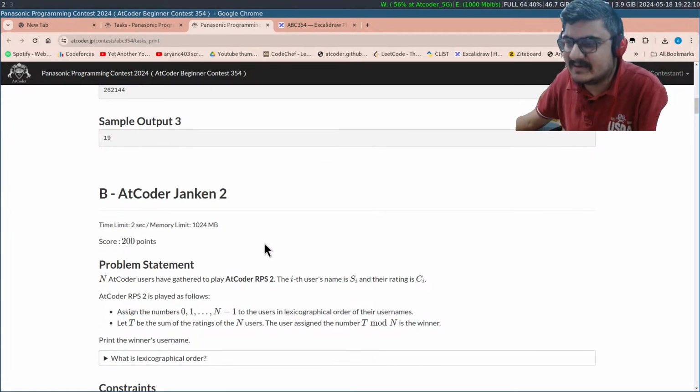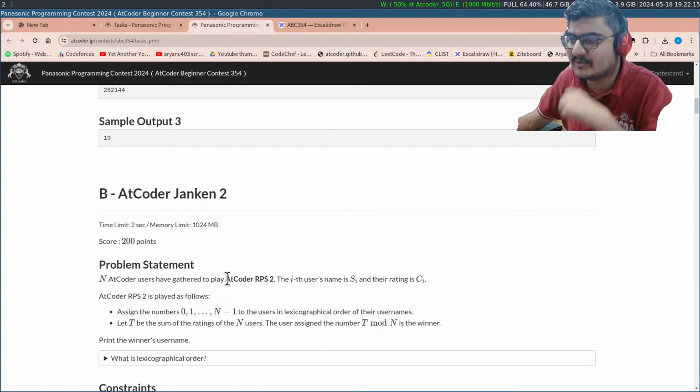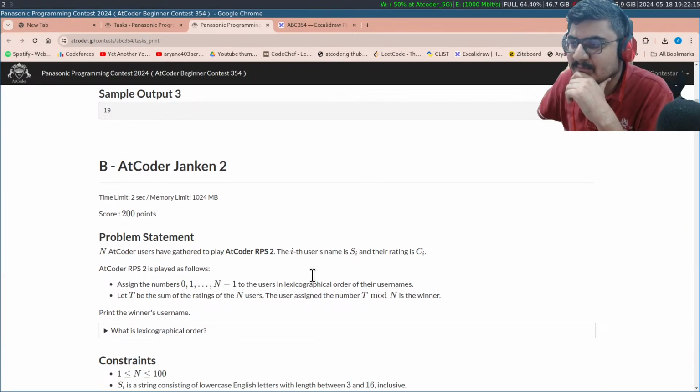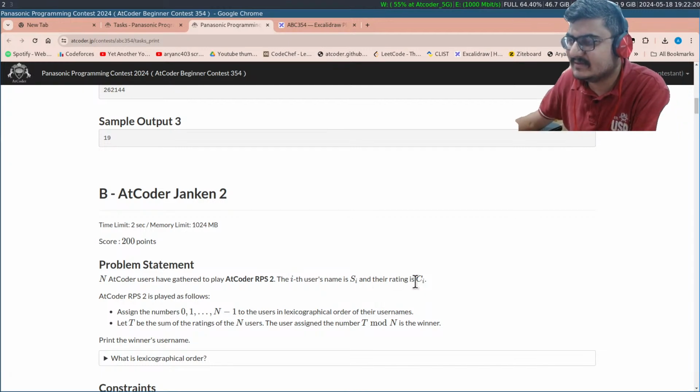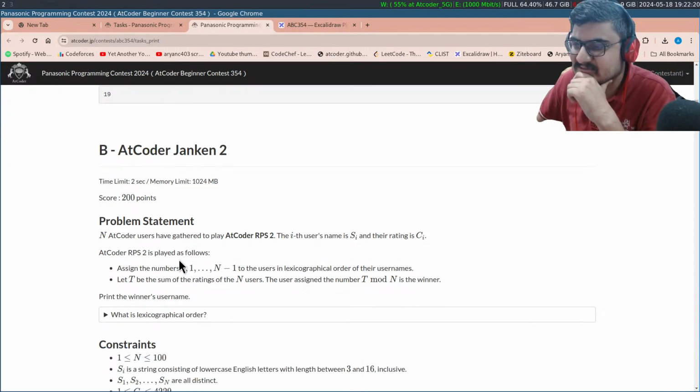AtCoder Janken 2. AtCoder users have gathered to play AtCoder RPS 2. The first user's name is S_i and their rating is C_i. The AtCoder RPS is played as follows. Assign the numbers 0 to N-1 to the users in lexicographical order of their usernames. Let T be the sum of ratings of the N users. The user assigned the number T mod N is the winner. Print the winner's name.